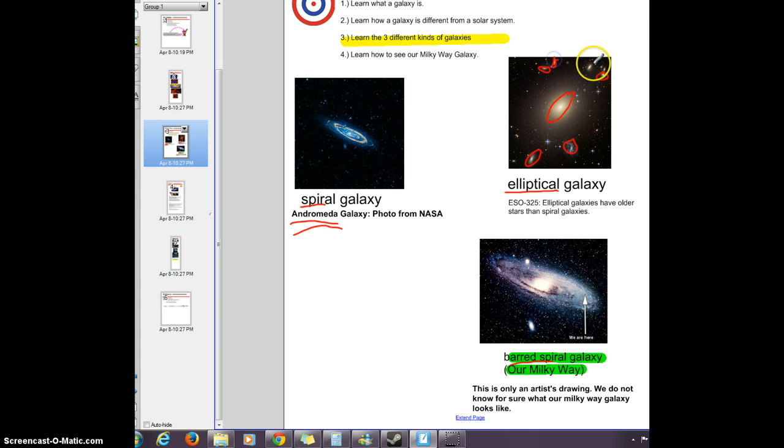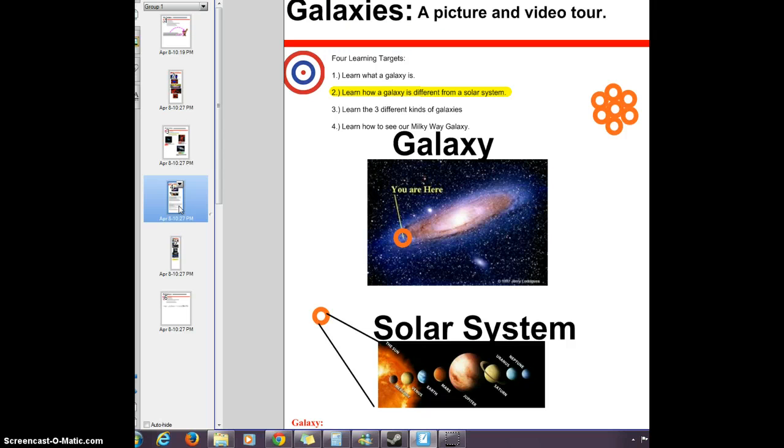Any of these could be barred spirals over here, but you can see in this photo there are many galaxies with hundreds of billions of stars in each of these hundreds of billions of galaxies. So we've got 3 different kinds of galaxies: spiral, elliptical, and barred, and we'll try to do some activity to further understand the 3 different galaxies. Got 2 slides left.